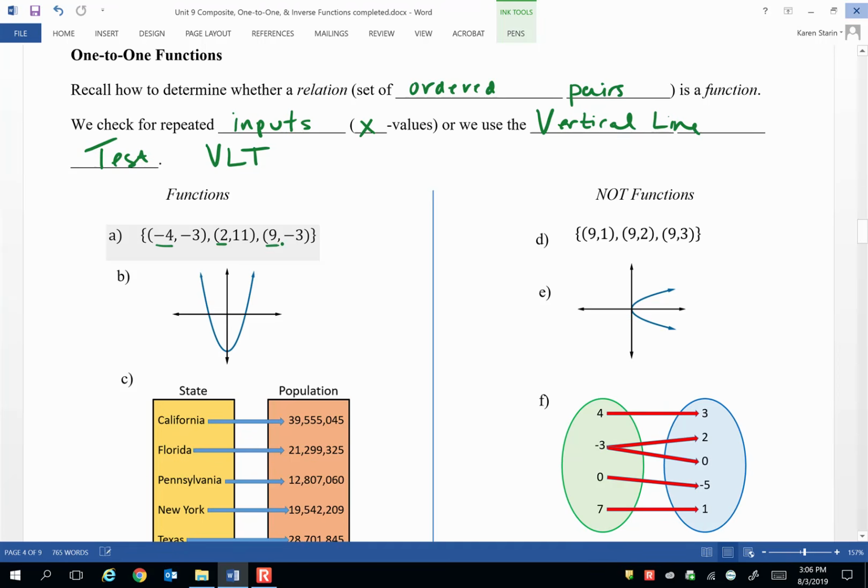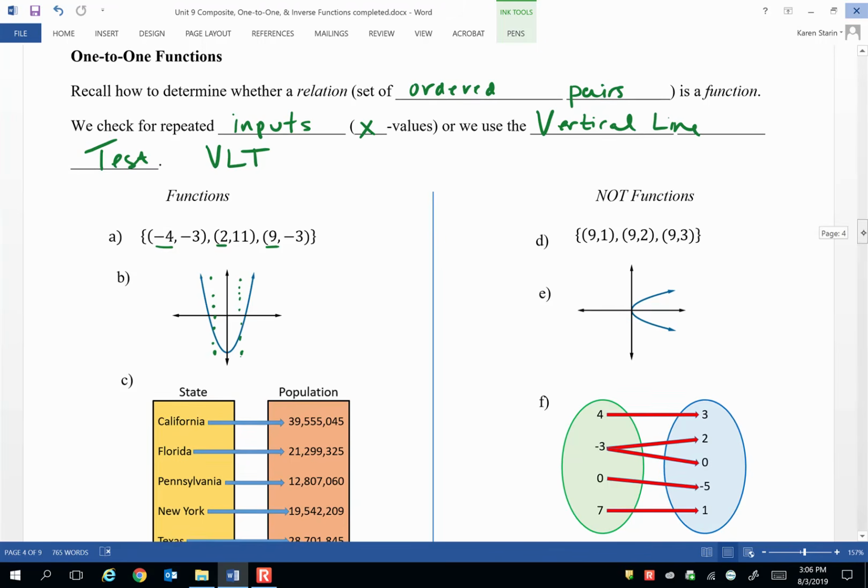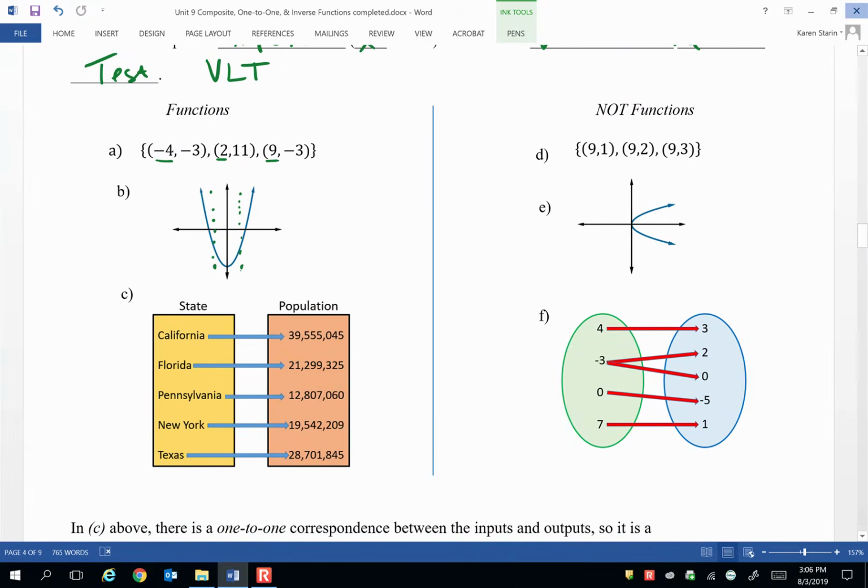So what are functions? Well, for example, part A, look at all of your x values. If you have nothing repeated, that would be a function. If we use the vertical line test given a graph, just imagine vertical lines anywhere in this parabola, and we would only cross the function once, so that would be a function. If we look at a mapping, state to population in part C here, there are no different values of the population assigned to any individual state, so that's also a function.